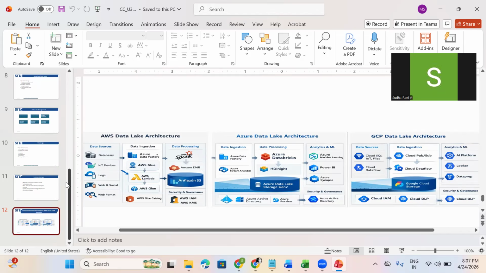Today we discussed the different databases of the cloud platforms, what data types are supported by different cloud platforms, and what different databases there are. Then, coming to the data warehouse, we discussed Redshift and Snowflake architectures. And then we discussed the data lake architectures, including the AWS data lake architecture, Azure data lake architecture, and the GCP data lake architecture.